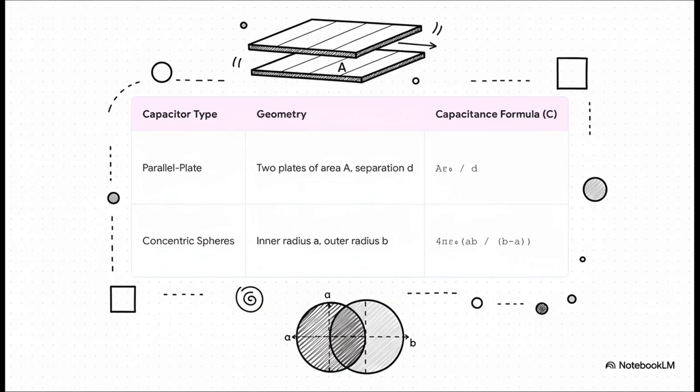And the really key takeaway here is that capacitance is all about geometry. Just look at the formulas. It doesn't matter how much charge you put on it or what voltage you apply. The capacitance only depends on the physical stuff, the size of the plates, their shape, how far apart they are. It's purely a property of its construction.